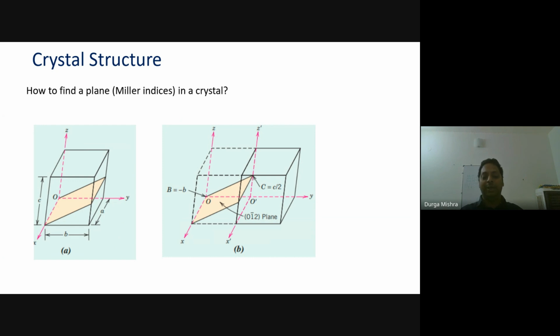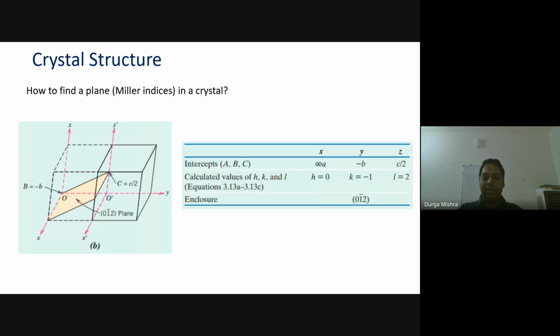So when you look at it carefully, this plane meets the x-axis at infinity, so it is really parallel to the x-axis. Then this plane meets the y-axis at minus b. We are now calculating with respect to this origin at O prime. So with respect to O prime, it meets the y-axis at minus b and the z-axis at c by 2. Then you know the process of Miller indices: you have to take the inversion.